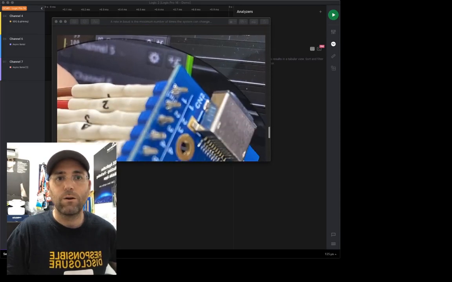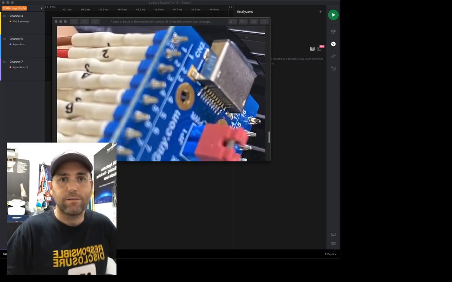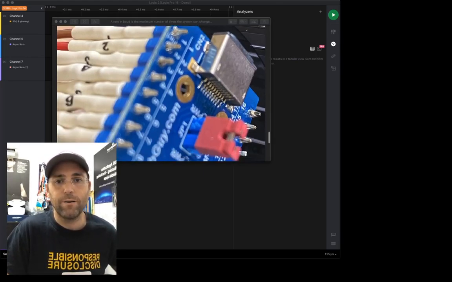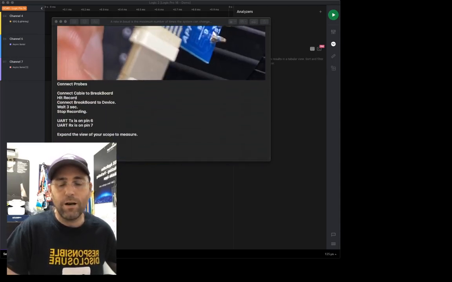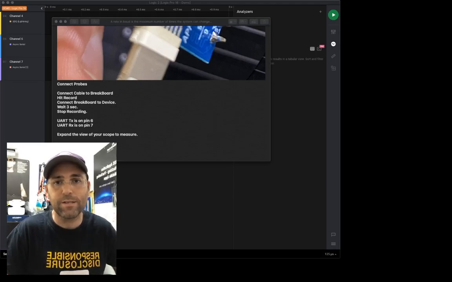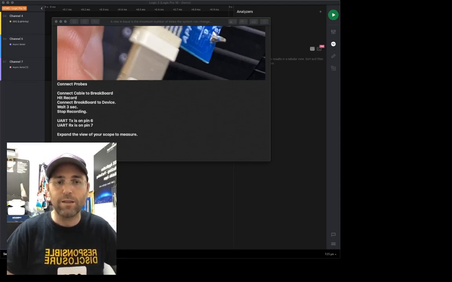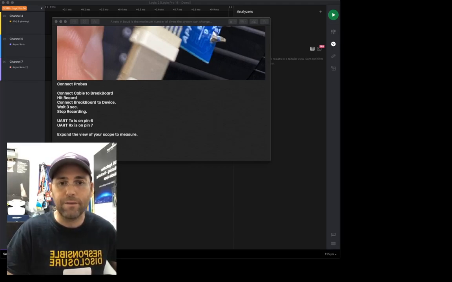Now, this is how you connect it. Connect it to the channels that you want to sniff, and you start the recording. The connection is very easy. Usually, iDevices have TX on pin 6 and RX on pin 7. So connect the pinout, connect the logic analyzer, start recording, connect the breakout board to your iDevice, and then stop the recording after like 3 seconds. It's enough. I took the liberty of recording several different iDevices' communication to help calculate the baud rate in this video. So let's jump through it.